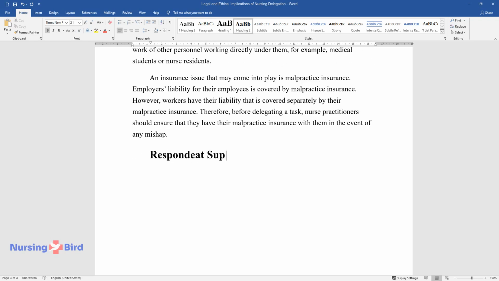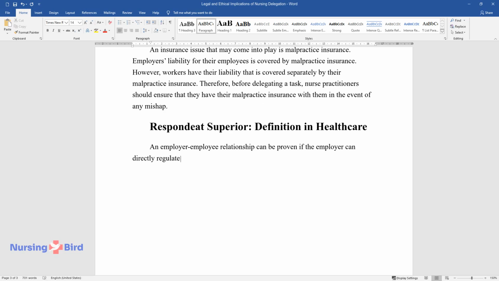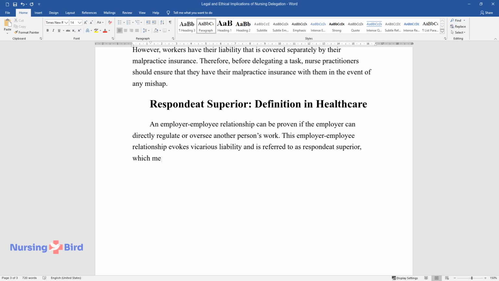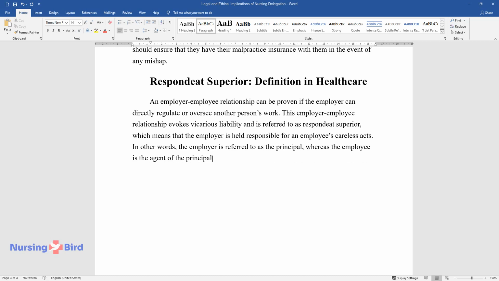Respondeat superior, definition in healthcare. An employer-employee relationship can be proven if the employer can directly regulate or oversee another person's work. This employer-employee relationship evokes vicarious liability and is referred to as respondeat superior, which means that the employer is held responsible for an employee's careless acts. In other words, the employer is referred to as the principal, whereas the employee is the agent of the principal who is authorized to work in their best interests.